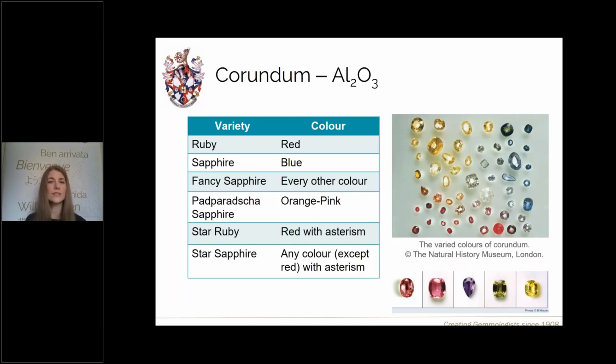Also on this list, we have our star ruby and our star sapphire, and that's our corundum with asterism, or that star effect. And it just depends what color it is, whether we call it a ruby or a sapphire, but there's no real difference other than the color. They're both forming in the same way.